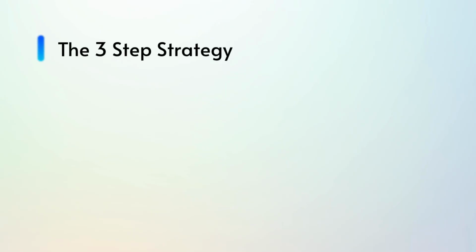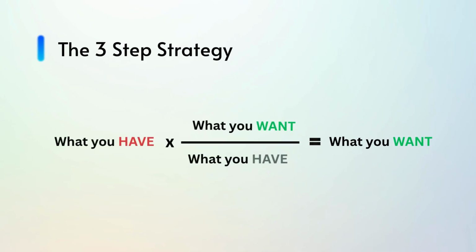Now let's learn the 3 simple steps of dimensional analysis. Always remember this formula: what you have multiplied by what you want over what you have gives you what you want. In simple words, start with the given quantity. Place the required unit on top, that means what you want. Now place the unwanted unit at the bottom and let the unwanted units cancel automatically. This simple trick works for almost every unit conversion problem. Now let's solve some examples.